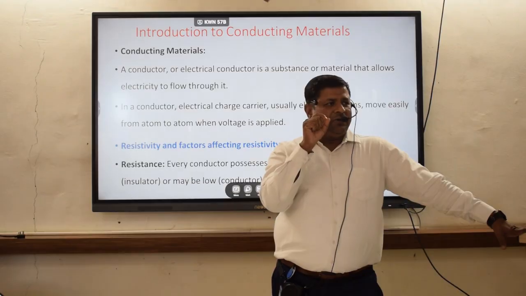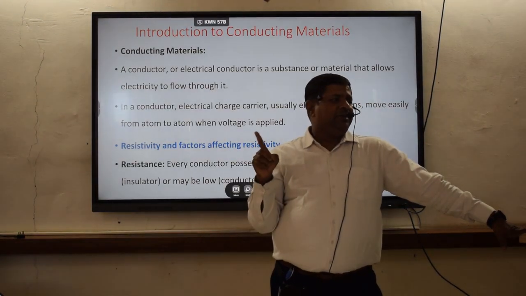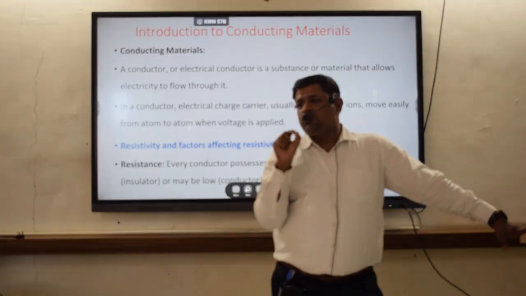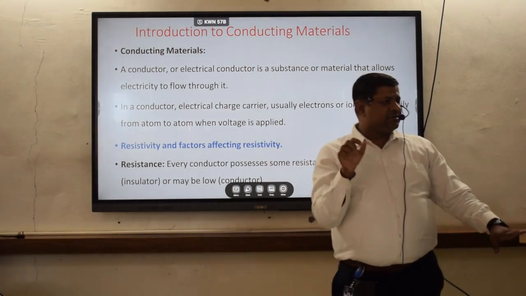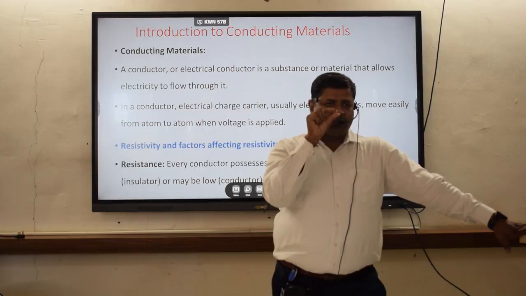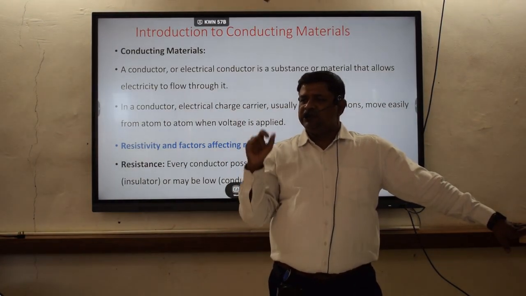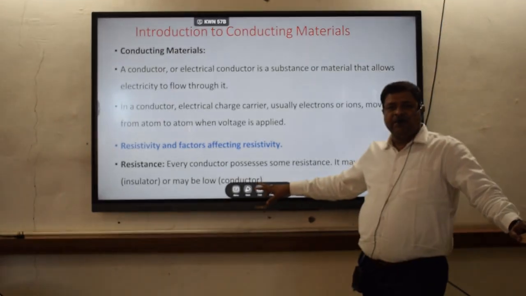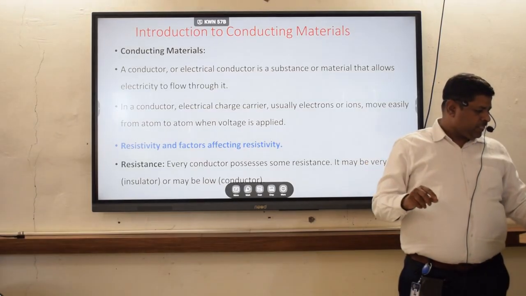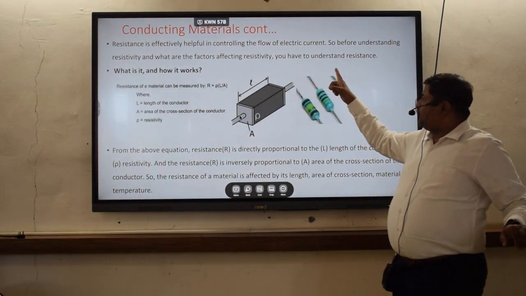So when there is a tremendous resistance, or a complete resistance to the flow of current through the material, that particular material is called an insulator. That means it is not allowing the current to flow. And some of the conductors act as if there is no opposition at all. Even a small current, or a large amount of current, they are able to pass. In that case they can be considered conductors. So what is important here? Again you can see that resistance is effectively helpful in controlling the flow of electric current.